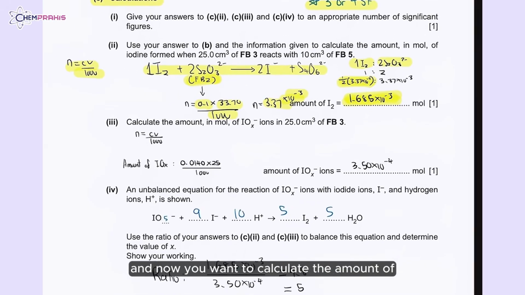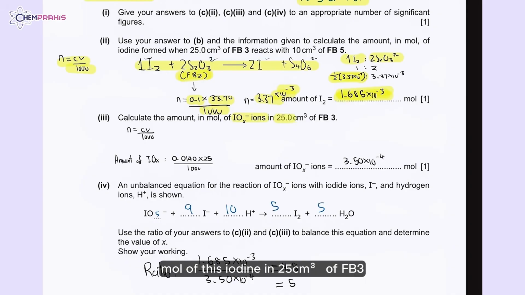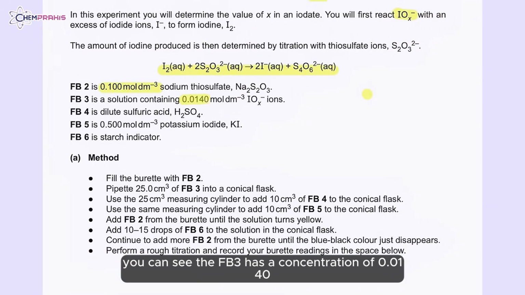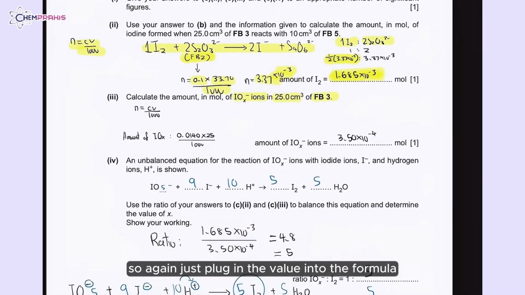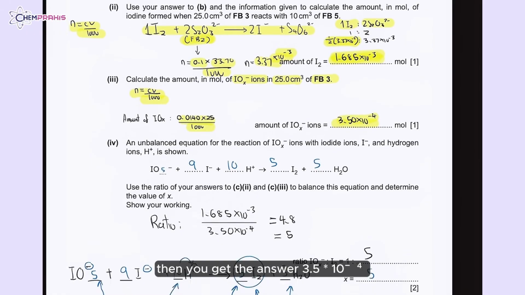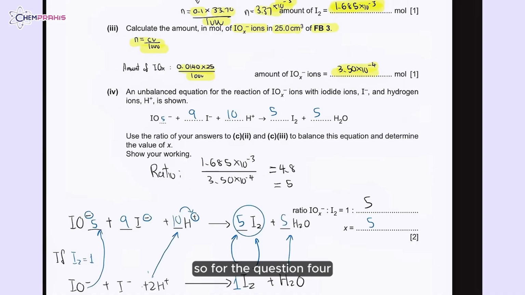And now you want to calculate the amount of moles of this ion in 25 cm cube of Fp3. At the front, you can see that Fp3 has a concentration of 0.0140. So again, just plug in the value into the formula, then you get the answer 3.5 times 10 to the power of negative 4. For question 4, they want you to find the value of X, and they gave you a hint: use the ratio of your answers to C(i) to C(ii). After you use the ratio, you find out that it's 5.